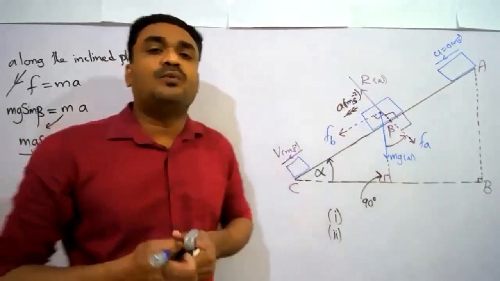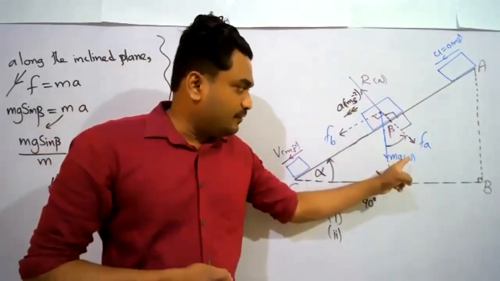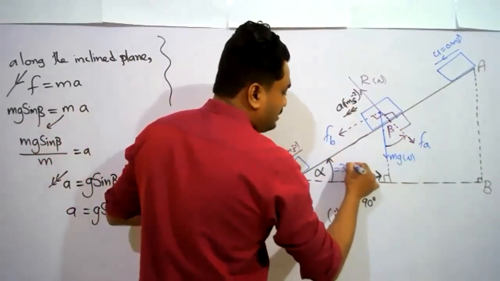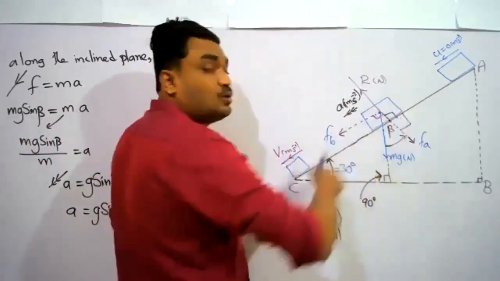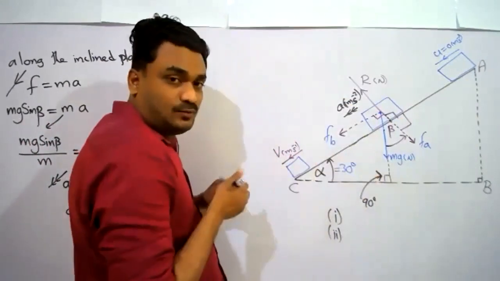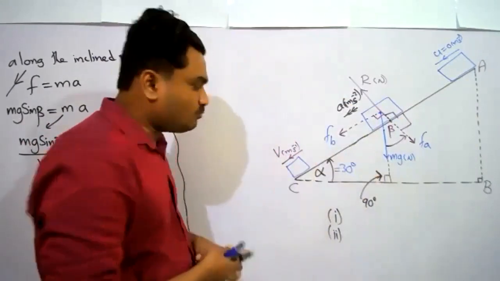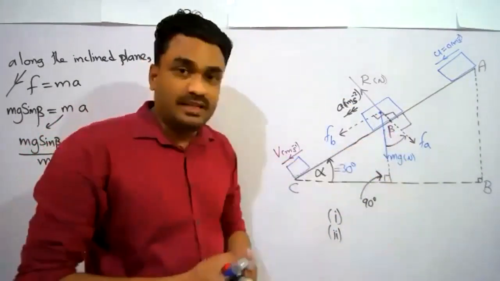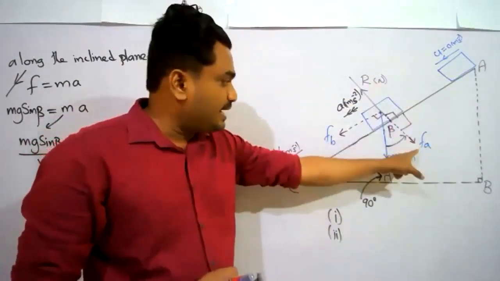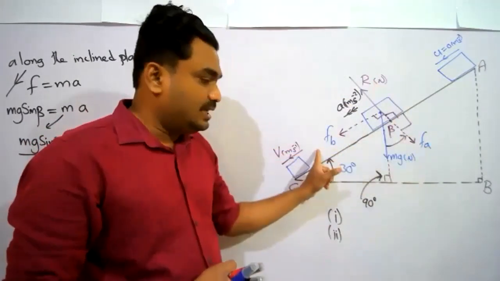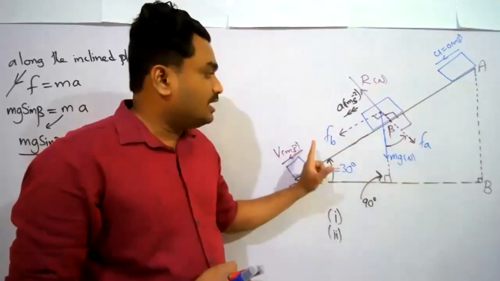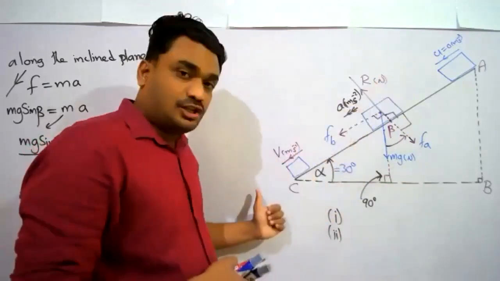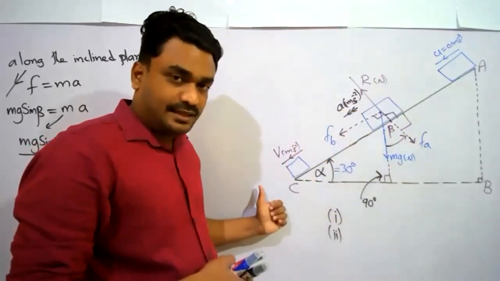I think you can do it without my help. Find Fa, find Fb here. This angle alpha is 30 degrees. So if alpha is 30, beta should also be 30 because alpha and beta are equal. You can directly use it. Find Fx, Fa and Fb. They are the resolved components. Find the acceleration.